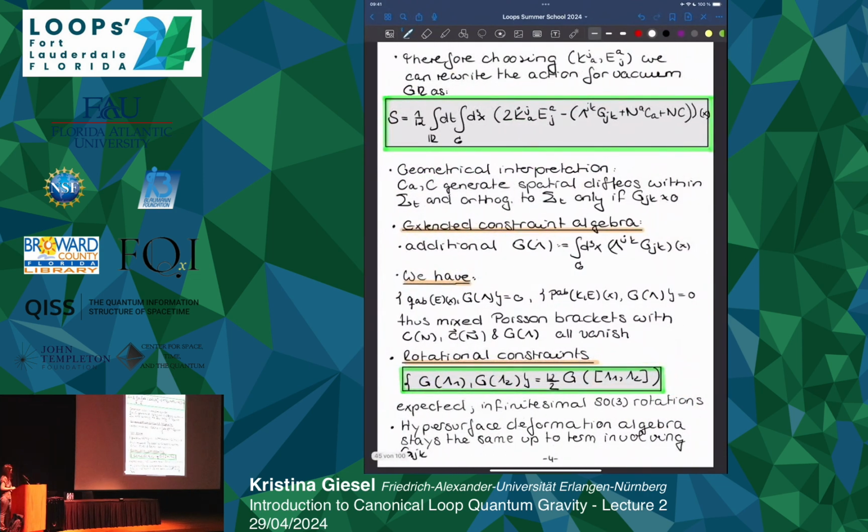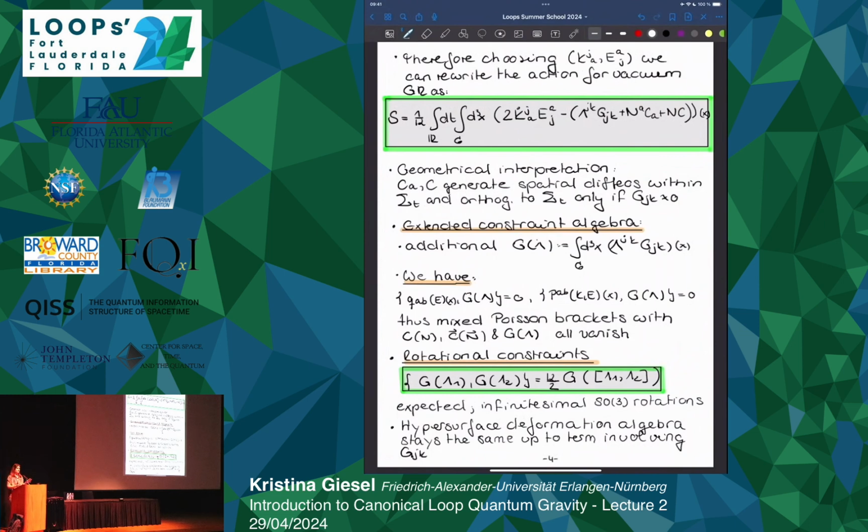Now, given this, we can write the action in this form. Here's the additional factor of 2 I was mentioning before. And take this as our starting point. The constraints will be the same, the Hamiltonian and diffeomorphism constraints, and then this additional rotational constraint.